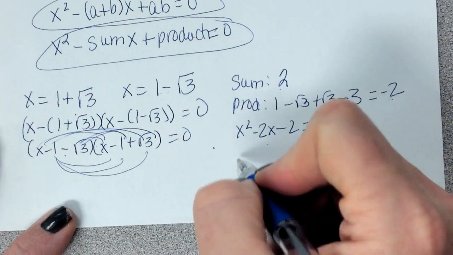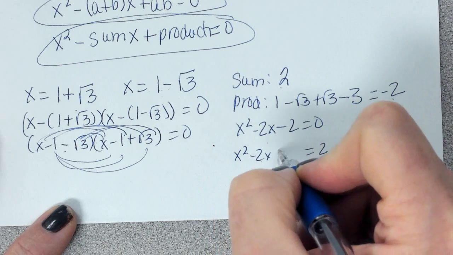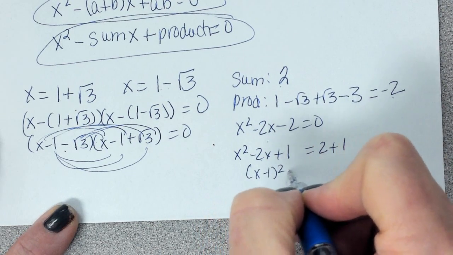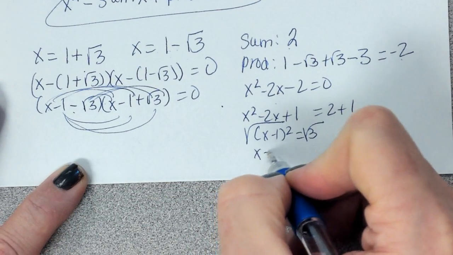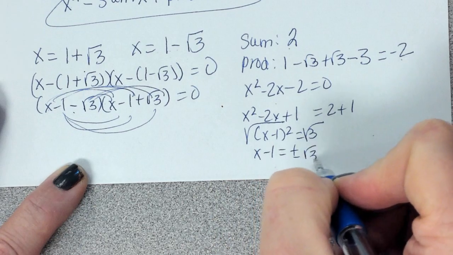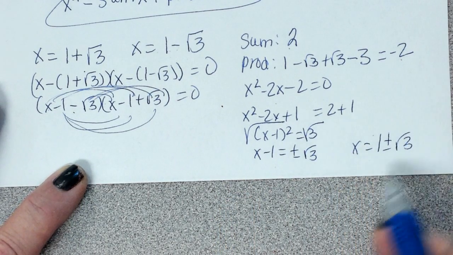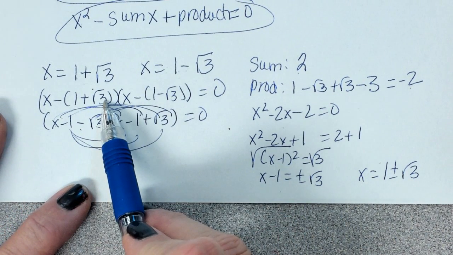Maybe you don't trust me. Let me solve this by completing the square. I would take that 2 over. I would take half of this and square it, add it to both sides. This is x minus 1 squared. This is 3. I'd take the square root of both sides. I get x minus 1 equals plus or minus radical 3. I take this over. That's 1 plus or minus radical 3. Can you see how I do get those solutions that we said we would get?